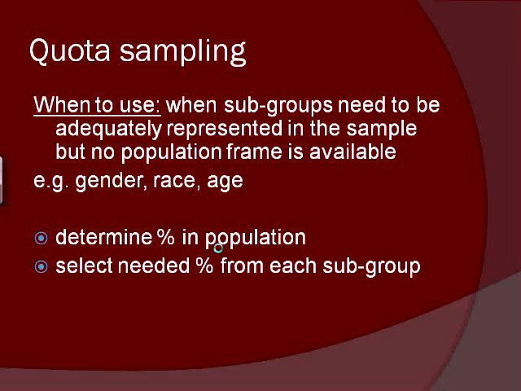What are the percentages of different age groups in my population of interest? Once I know what they are, I go ahead and select the needed percentage from each part of the population. But of course I can do it using the convenience sampling method.